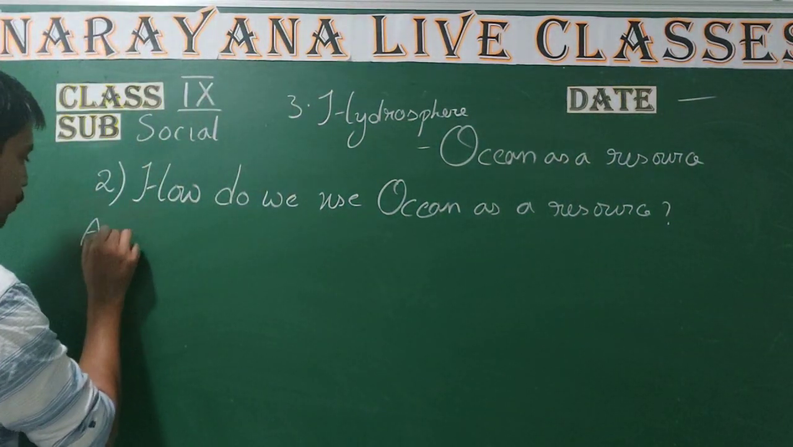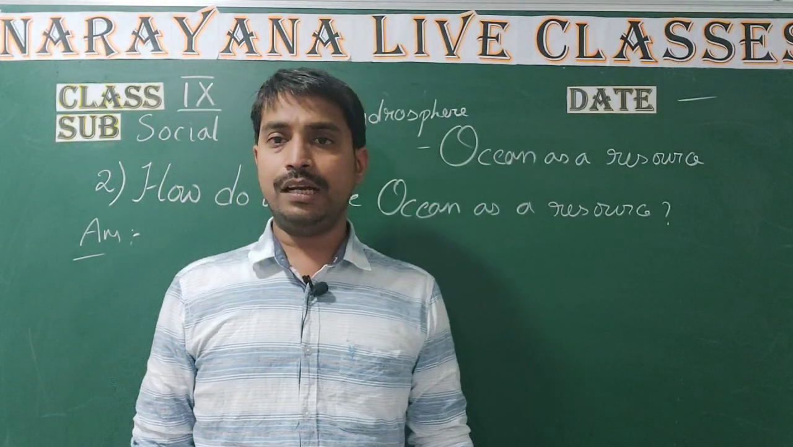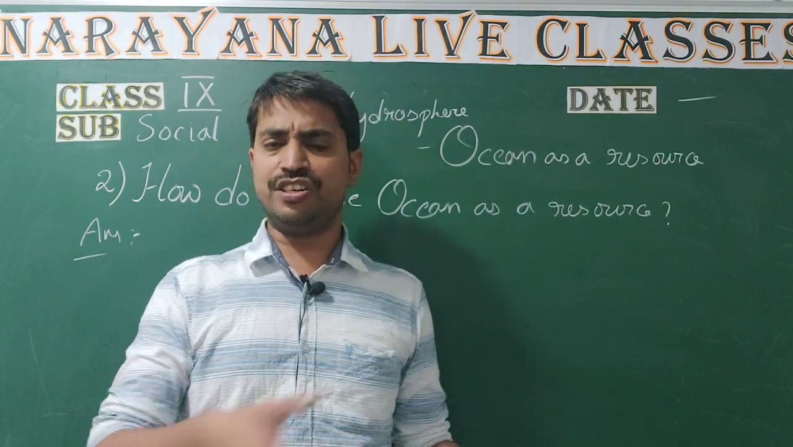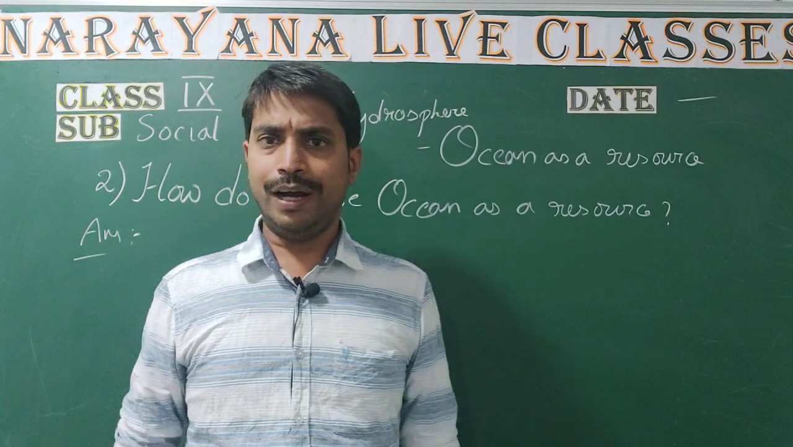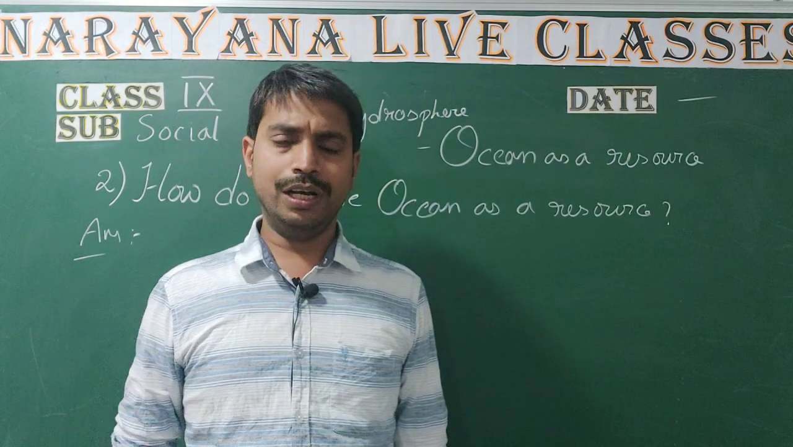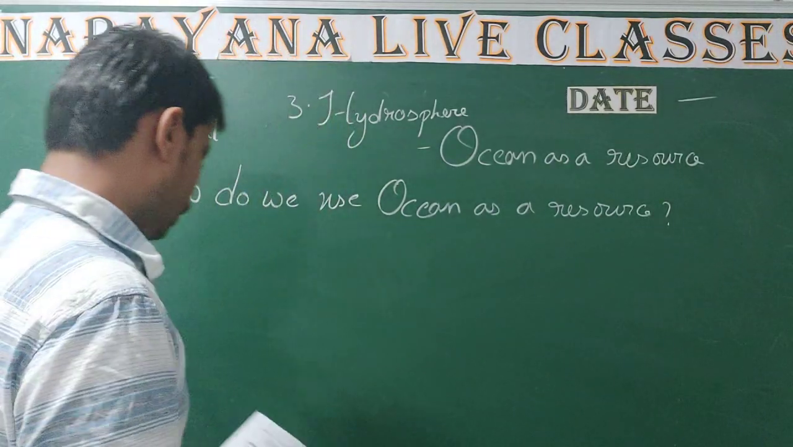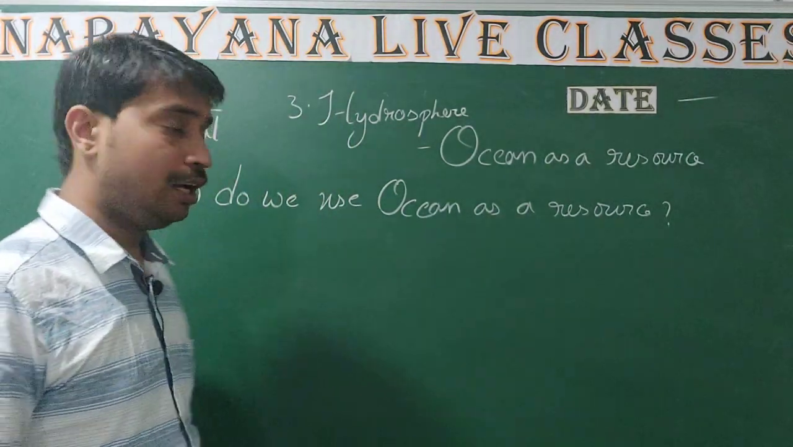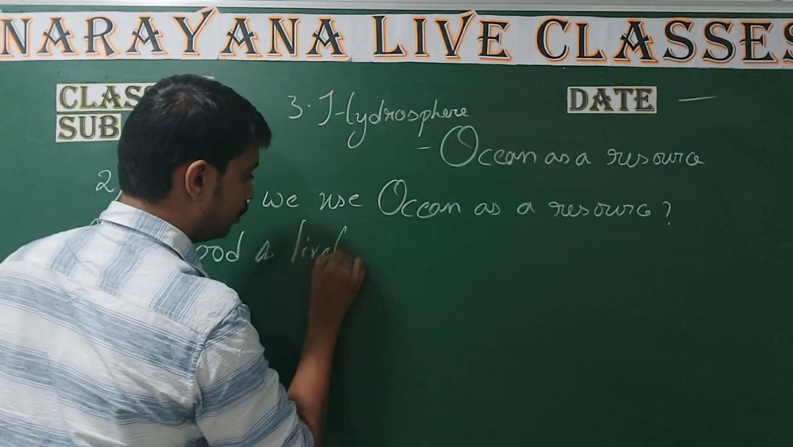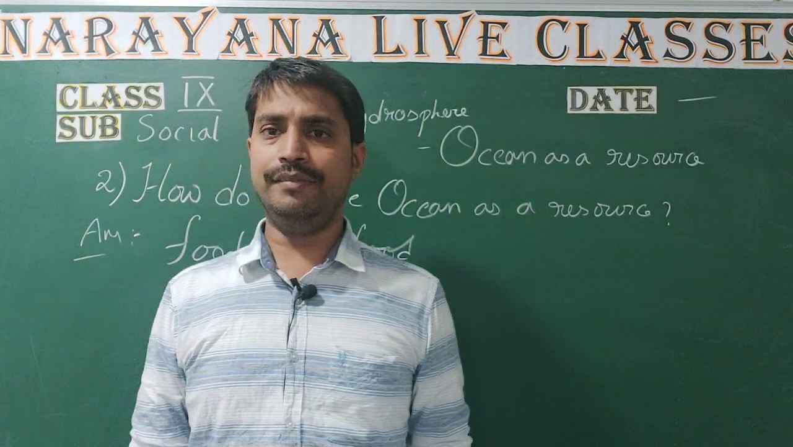Coming to the answer, the first point is that human beings have depended on oceans for their food. Yes, if we go through ancient times, many of the kingdoms were constructed nearby the river banks. What is the reason? Why did they develop their complete kingdom nearby the river banks? The only reason is food and huge availability of water. Clear? So, human beings have depended on the ocean for their food and livelihood, like fishing. From ancient times it has been taken.